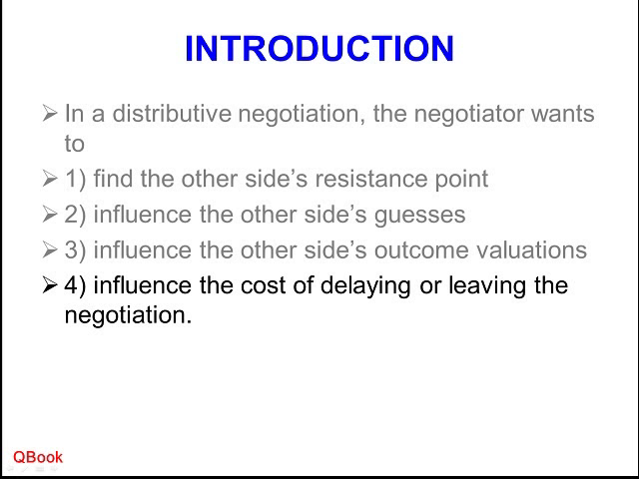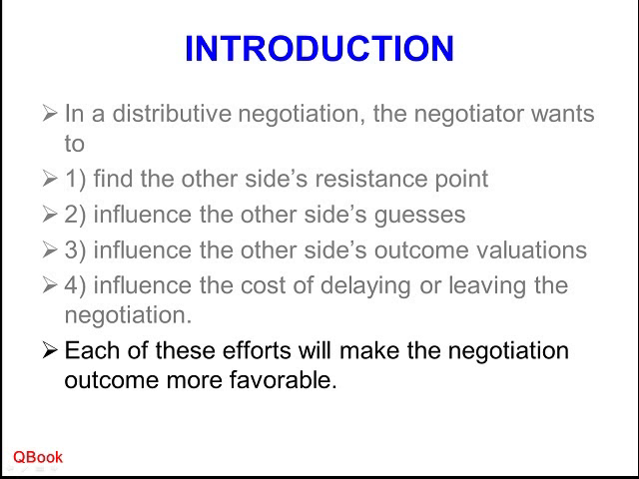But if you can change something, making me feel that if I stop, leaving this negotiation, I can't buy this cup anywhere else. There's no place else you can get it. This is the only one place. Then you change my valuation of leaving the negotiation. You influence what I think about that. So by changing that, you change my willingness to adjust my target or adjust my limits. So influence the cost of delaying or leaving.